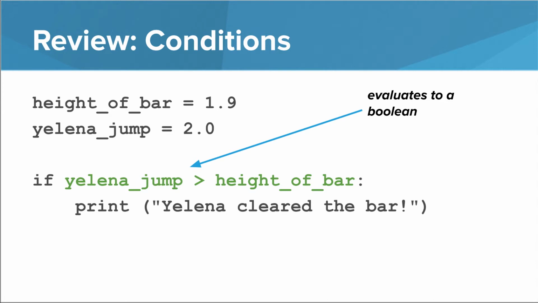Yelena is competing in the high jump event, and we want to know if she successfully cleared the bar. First, we make two variables, one for the height of the bar in meters, and one for how high Yelena jumps in meters. We then use an if statement that uses a Boolean expression with a comparison operator. The expression is highlighted in green. In this case, the expression evaluates to true, so it looks like Yelena is still in the running.